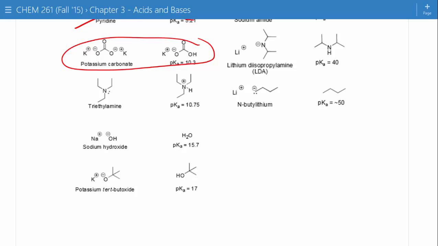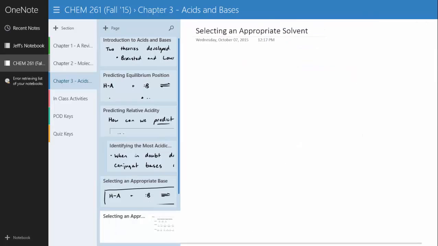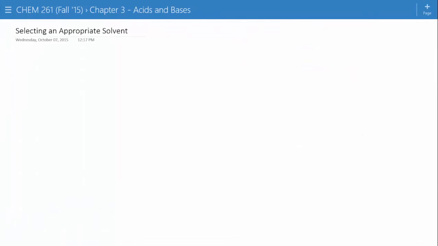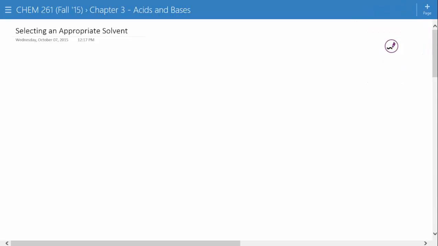So I said that N-butyl lithium and lithium diisopropylamine will react with humidity or water violently, which means we don't want to use water as a solvent, but we may have to choose an appropriate solvent for this reaction. And that's where the other side of that handout comes in handy. One half talks about bases, the other half talks about selecting an appropriate solvent. So let's take a look at this, and let's talk for a minute or two about solvents.